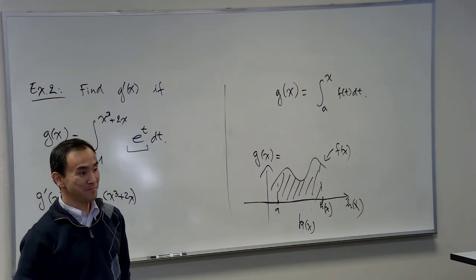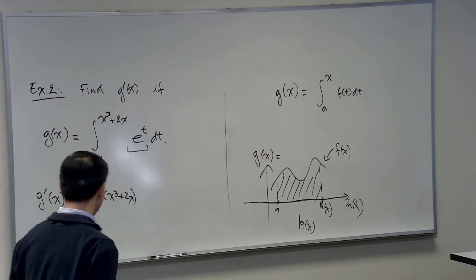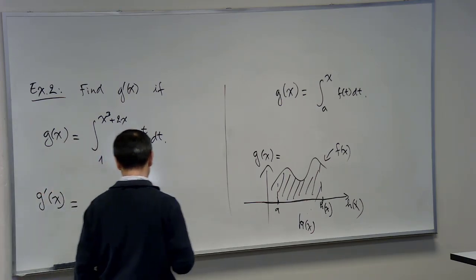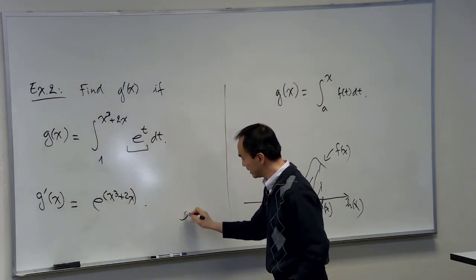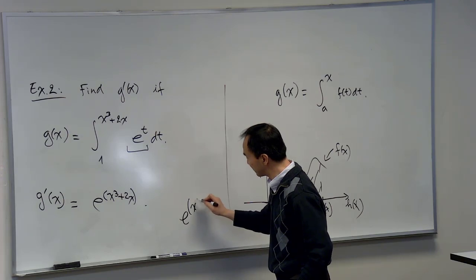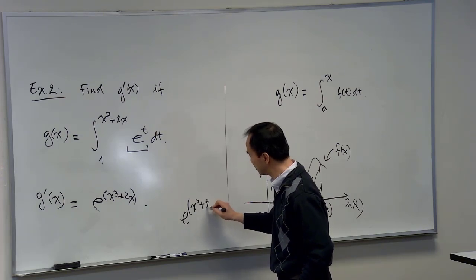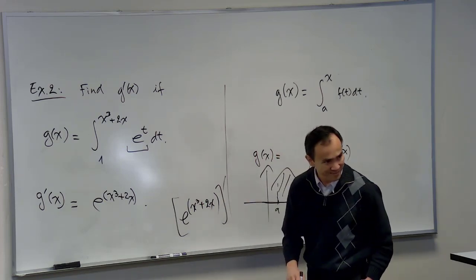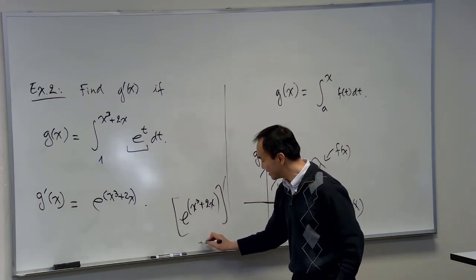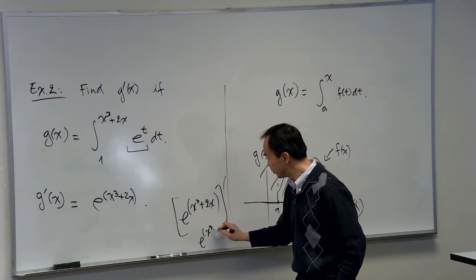Are we good with that? But then wait a minute, at this time something didn't go right, because now when we take the derivative, think about this. If the final function is some e to the x cubed plus 2x, right? Think about what happened if we take the derivative here. It's going to have to be what? E to the x cubed plus 2x.